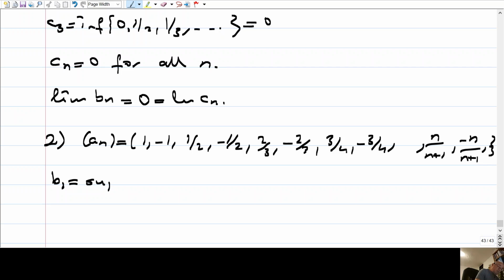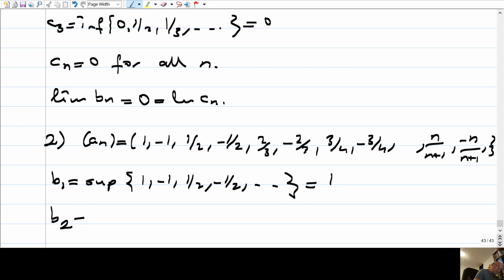Now B1, what is B1? B1 is the supremum of all of these, right? What is the supremum? Well, it is 1, right? Because these are all less than 1, and 1 is already here. So the supremum of 1 minus 1, 1 over 2 minus 1 over 2, so like this, it is 1.